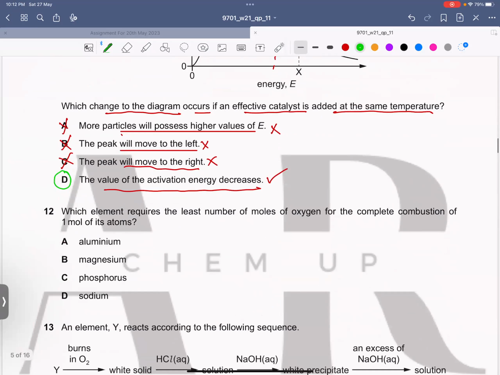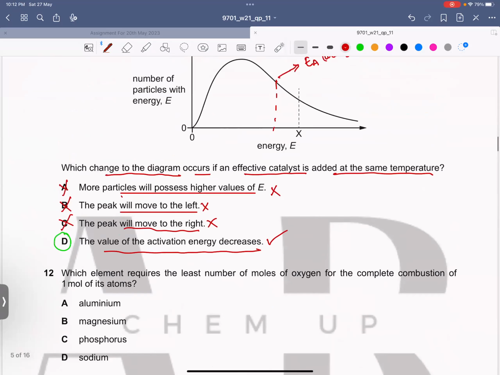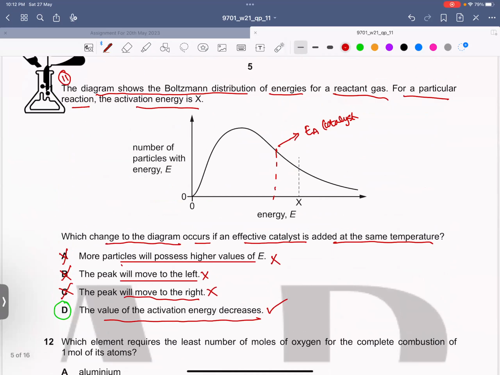Now, question number 12. Which one? Statement A. They are saying more particles will possess a higher value of E. E is what? If you see, it is the energy which is on the x-axis. If they are saying that more particles will possess a higher energy of E, it means this would be the higher energy of E, any position over here on the right of the graph, right?